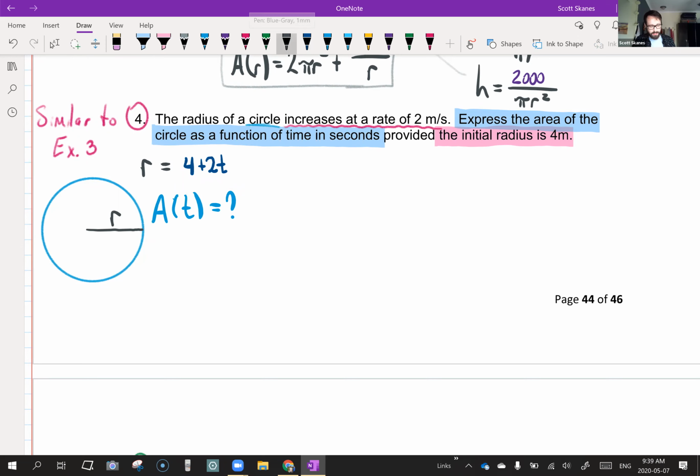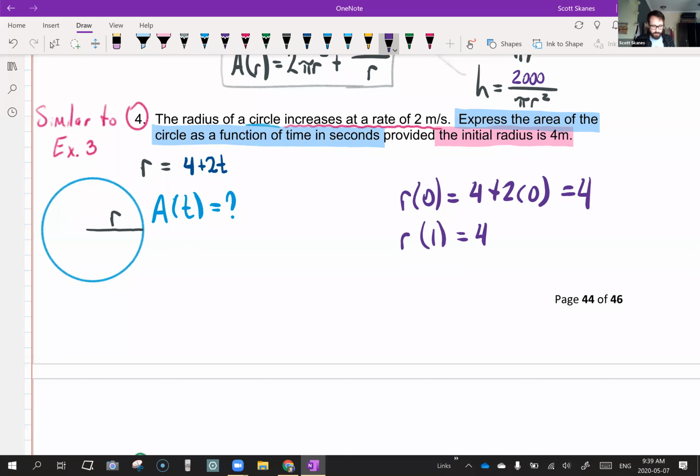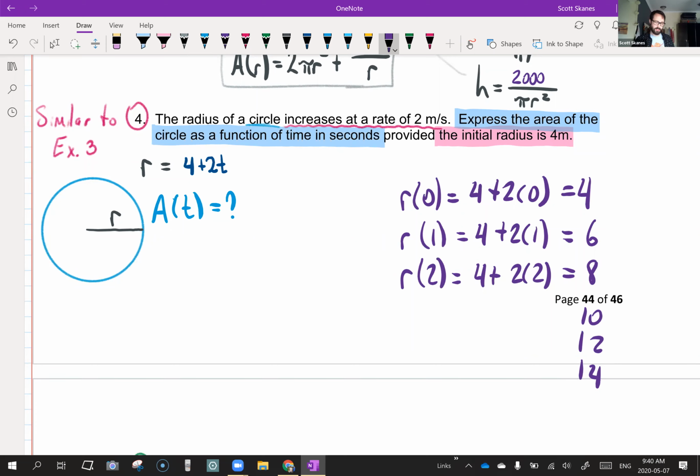So let me just make an aside here. I'll delete this after. The radius at the beginning is going to be 4 plus 2 times 0, or 4. Of course, at the very beginning, it's 4 meters. After 1 second, it's 4 plus 2 times 1, so it's added 2, so it's 6. After 2 seconds, it'll be 2 times 2, so it'll be 8. And then it'll be 10, and then 12, and then 14. So our formula does work. Every second it increases by 2 meters.